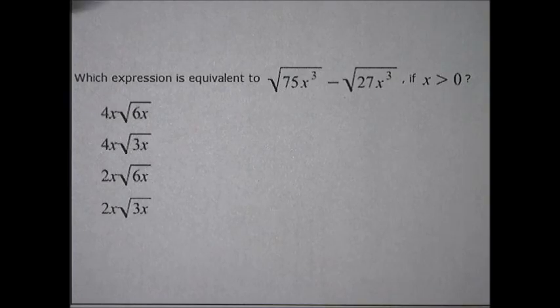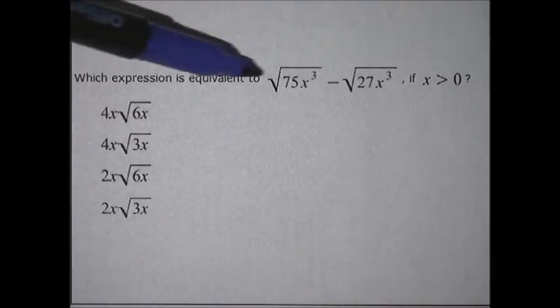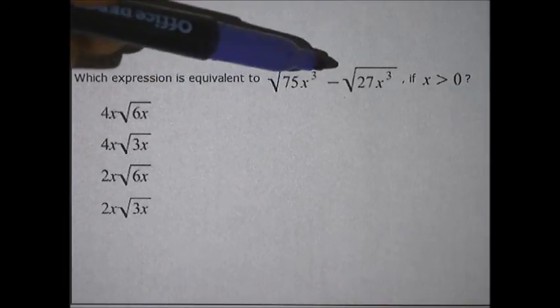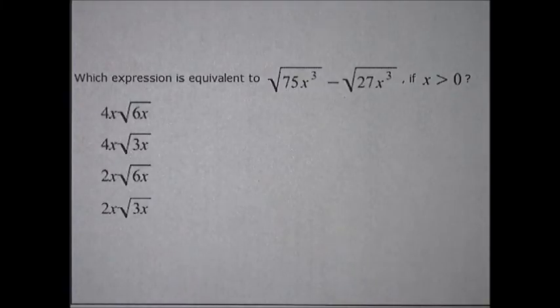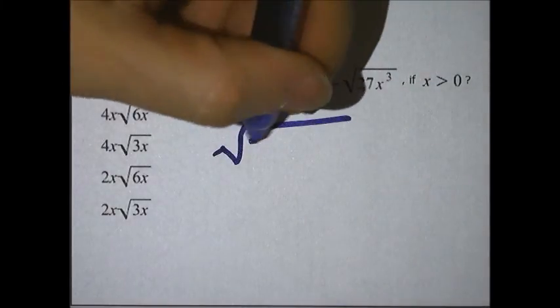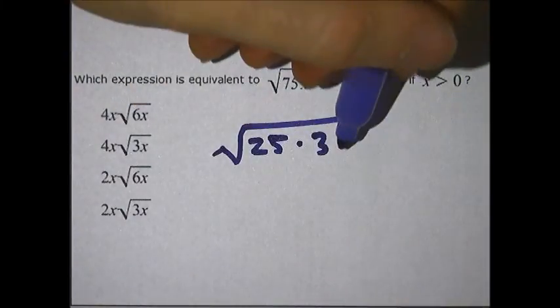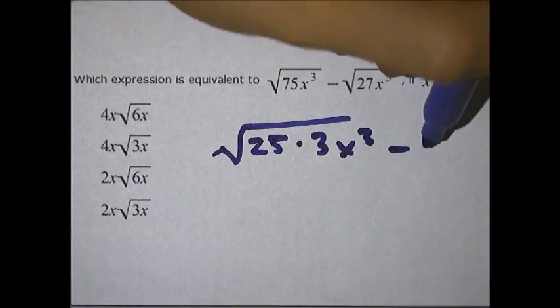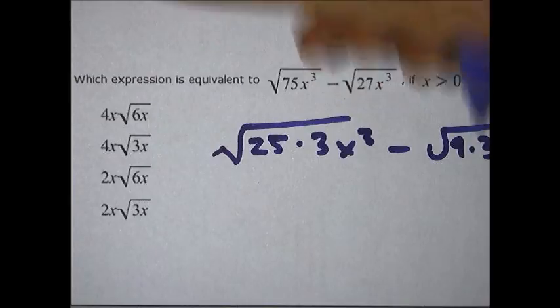Next one says, which expression is equivalent? We have roots on both sides. You're subtracting, so in order to do that, you need to get the same number underneath. We want to make 75, 25 times 3. And 27 is going to be 9 times 3.